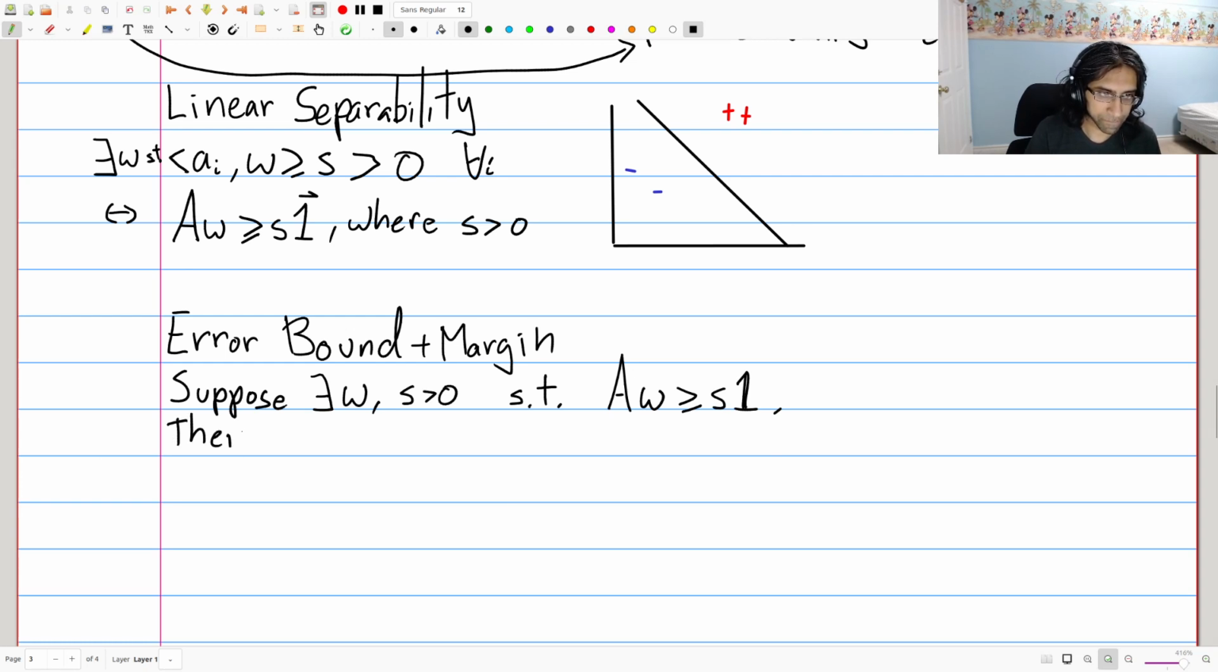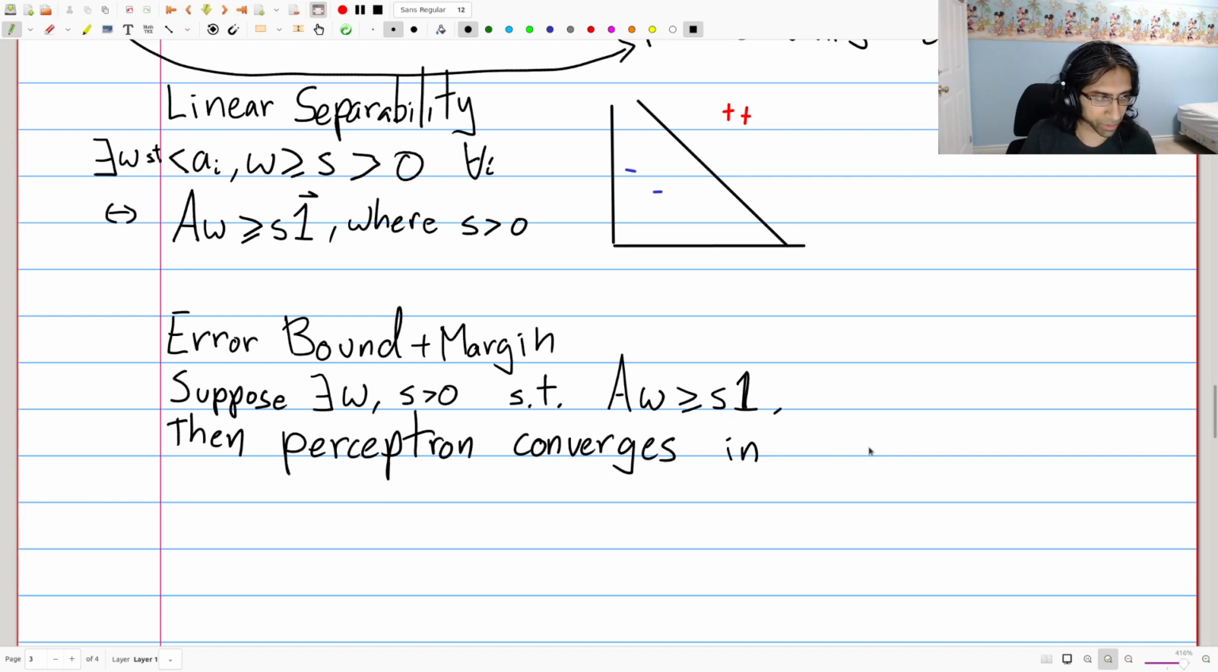Then we have that Perceptron will converge in a number of steps that I'll write as R squared times, let me write this and explain it, L2 norm squared divided by S squared, where R is equal to max over i of the L2 norm of a_i.